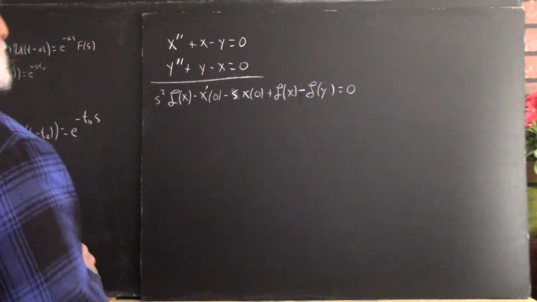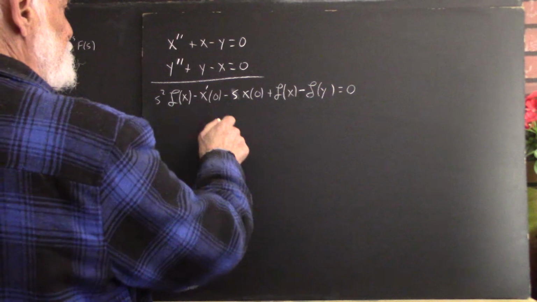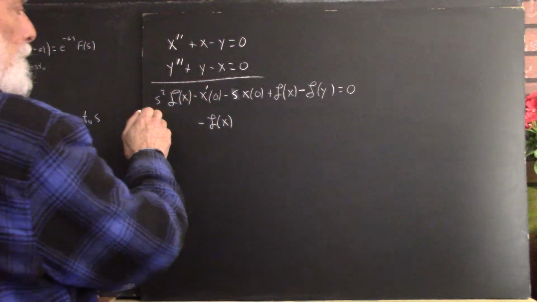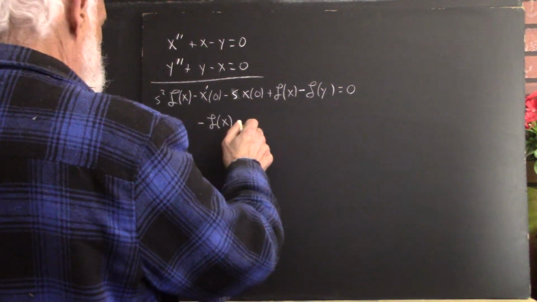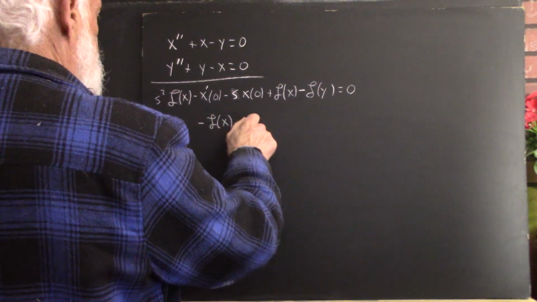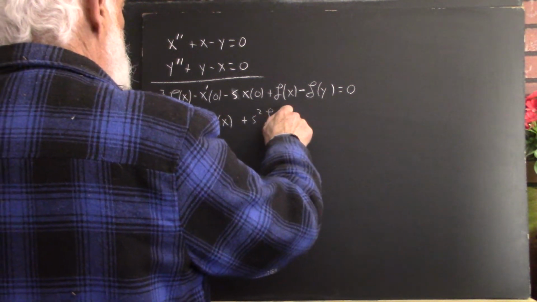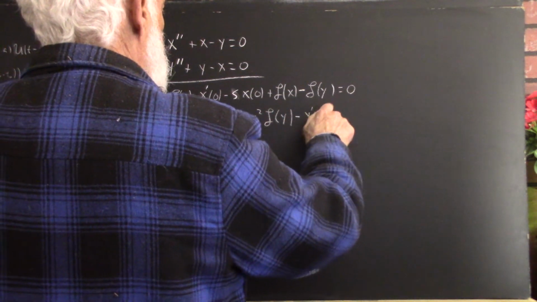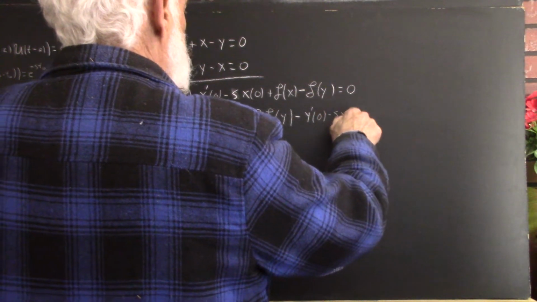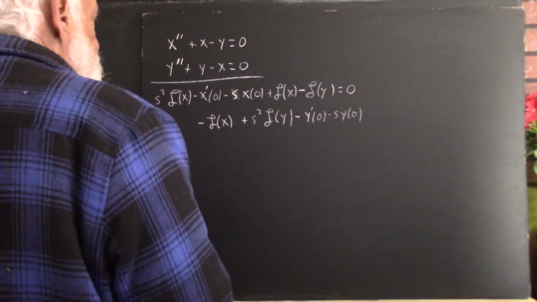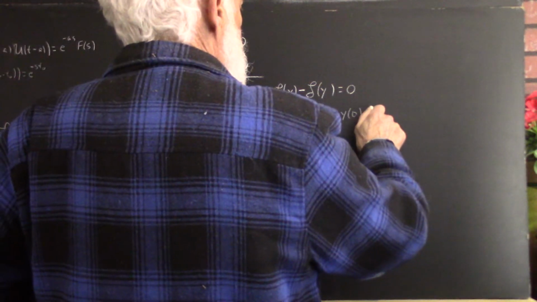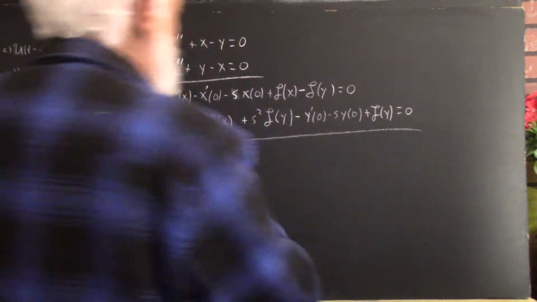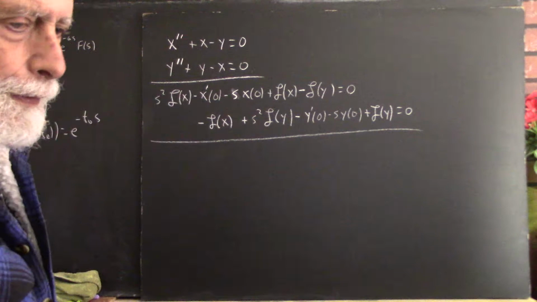And then I'm going to do the minus L of x first, trying to keep the x's to the left of the y's. And then it's going to be plus s squared L of y minus y prime of 0 minus s y of 0 plus L of y equals 0. That's a little longer than before because you've got all these second derivatives to do.